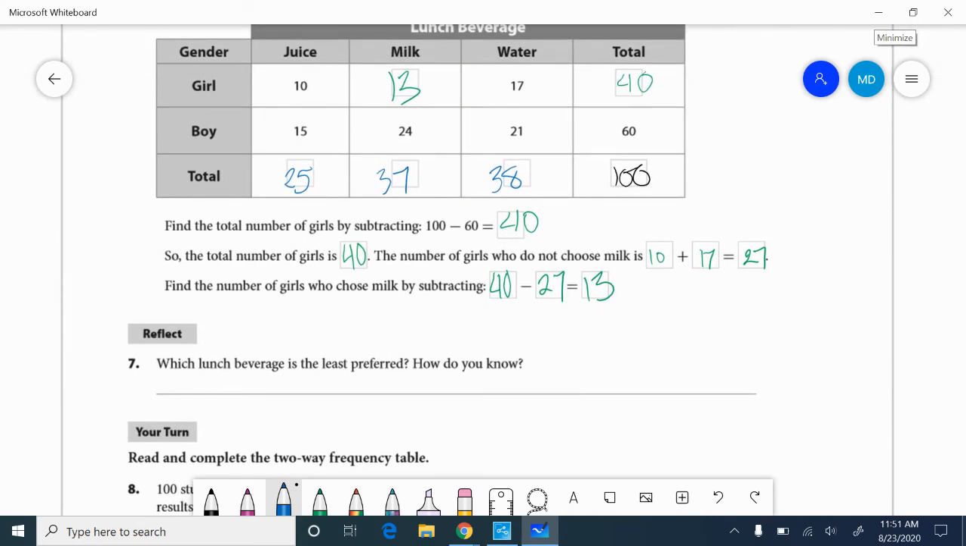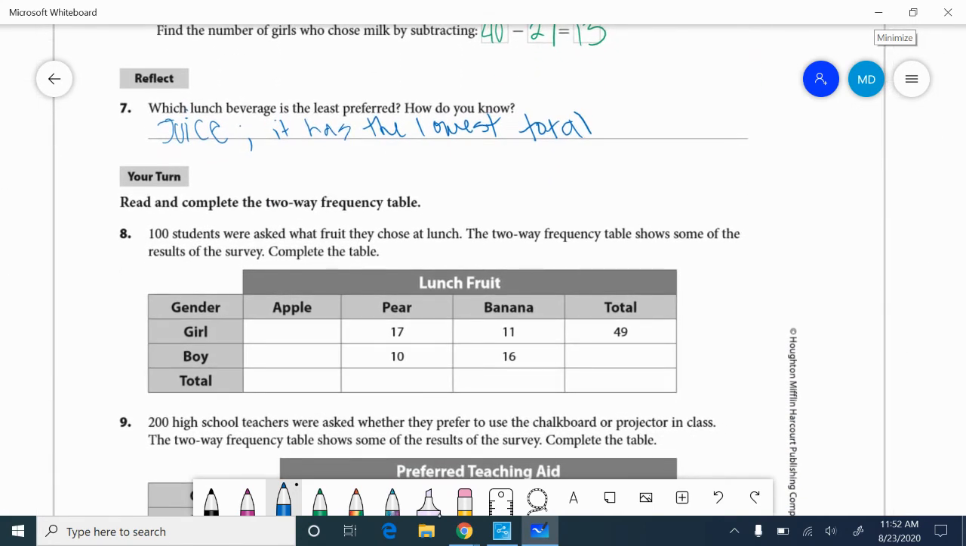Which lunch beverage is the least preferred? So now we're reading this table to figure out which one is least preferred. And it's going to be the one that has the lowest total. Well, juice has the lowest total, so we're going to write that juice. It's the answer. My writing will get better, I swear. It says juice. It has the lowest total.